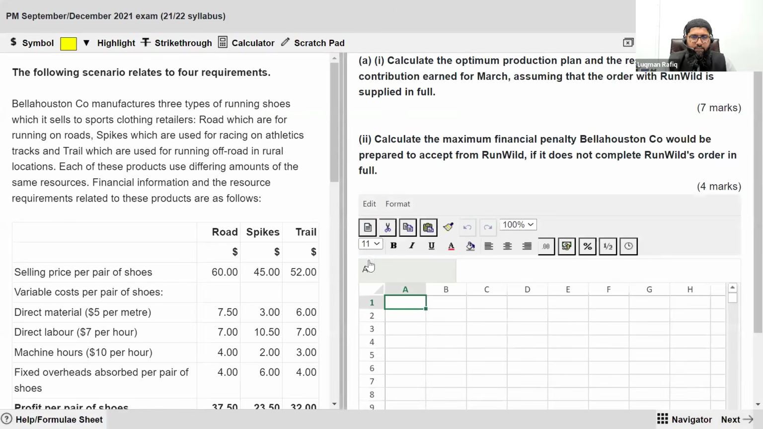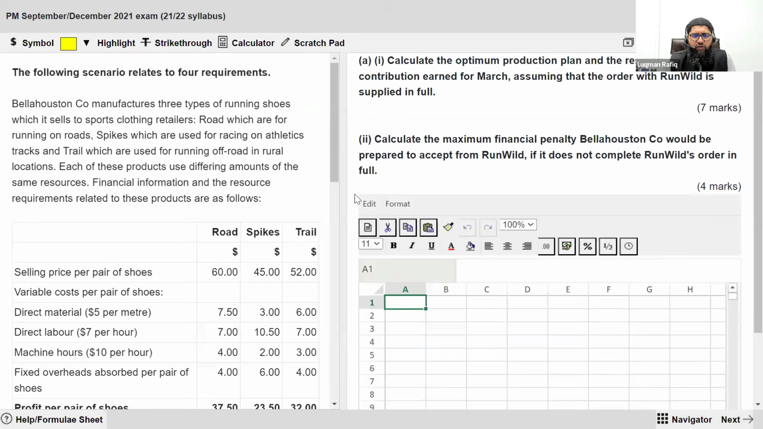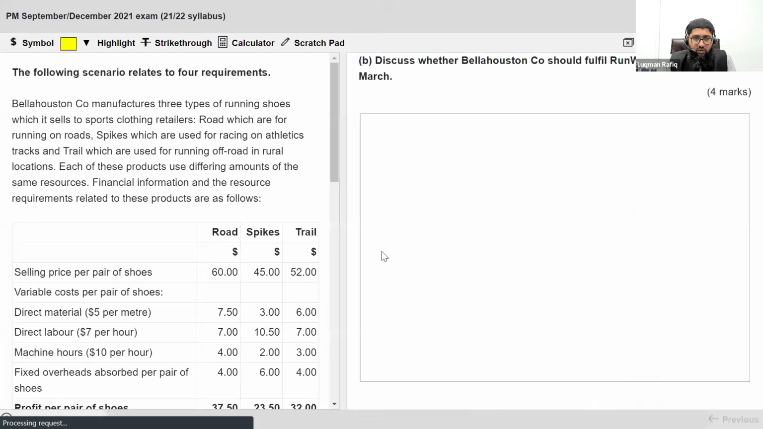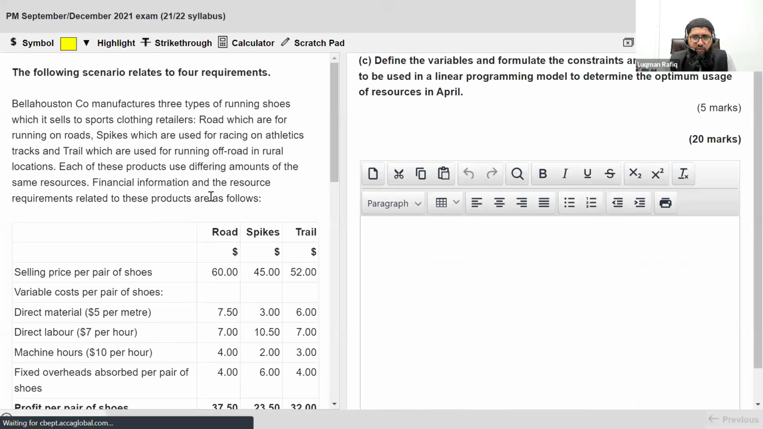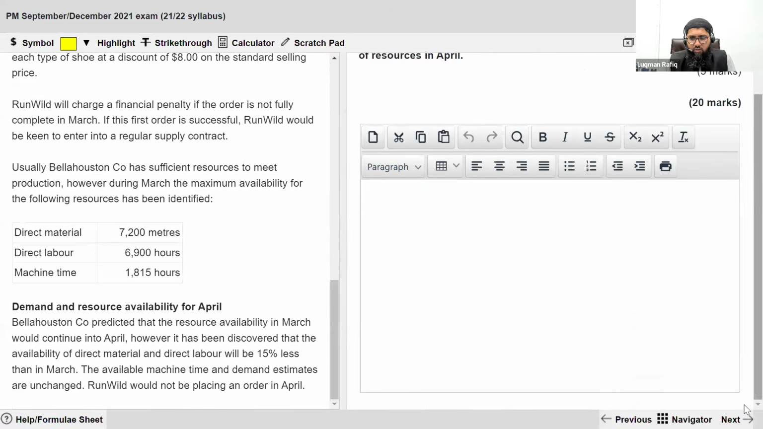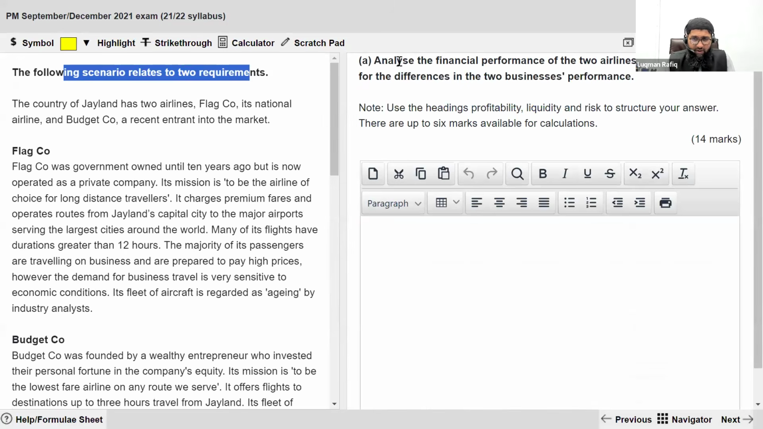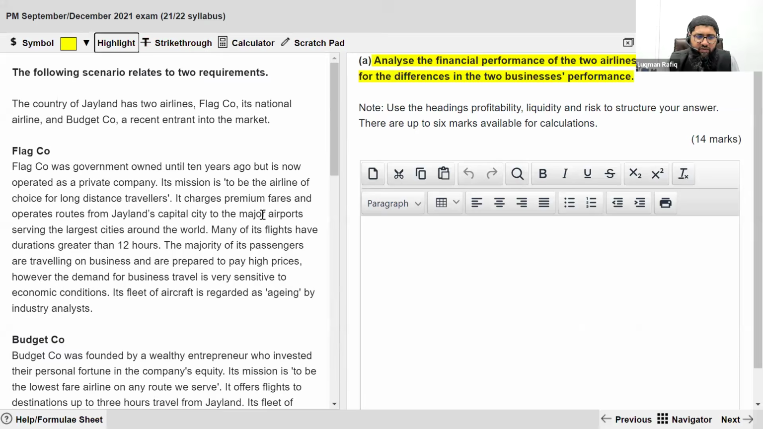Okay. This paper has got two questions. One of them is about decision making also. I'll see if I can get some time to do this question also. But anyway, let me just move on to the performance management area. The following scenario relates to two requirements. Analyze the financial performance of the two airlines, including reasons for the differences in the business performances.